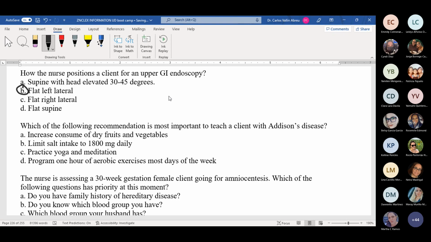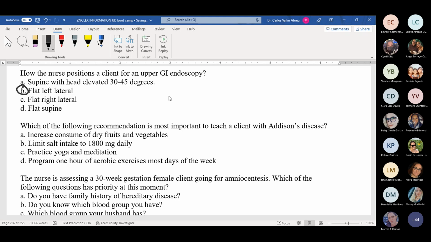Positioning is nursing business. So when the provider arrives for a procedure, we are supposed to know the position and the patient will already be in the position adequate for the procedure. And before the procedure, we need to explain to the client why the position, the importance of the position.